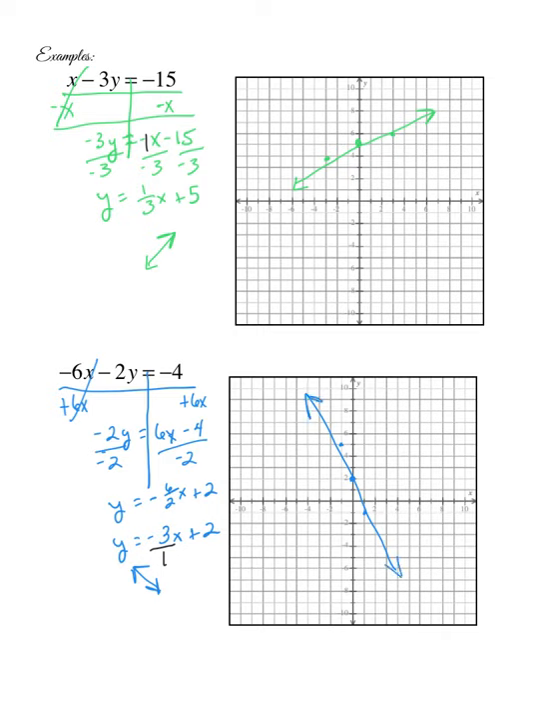There we go. Now, what you may start noticing is the steepness of the line. The larger the number, the steeper the line. And the smaller the fraction, the flatter the line. All right, that's it.